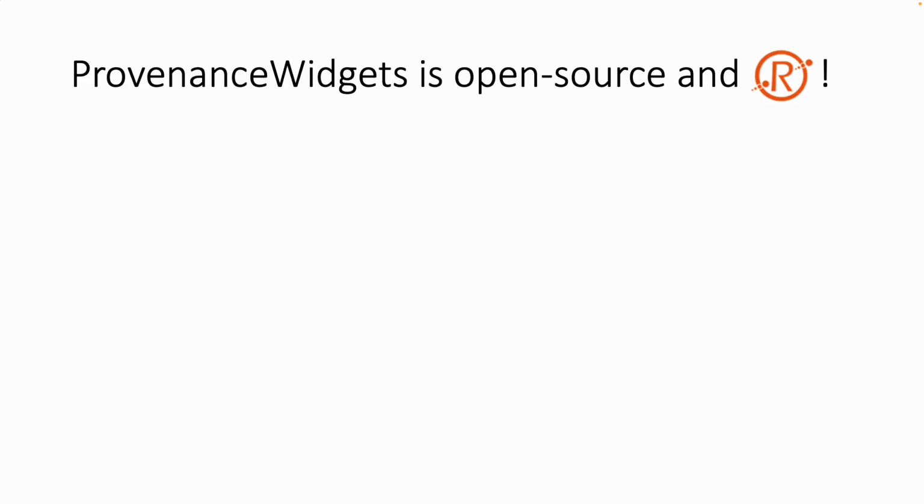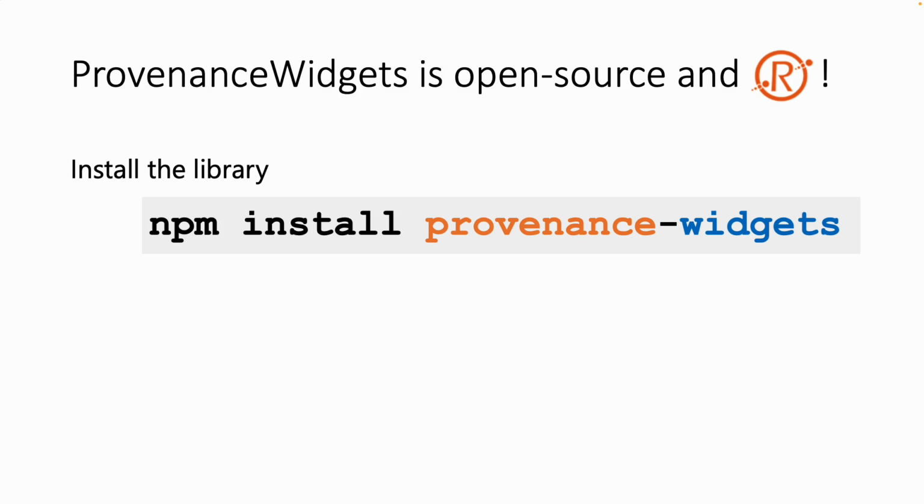So at this point, I would like to invite the community to use our open source library to integrate provenance tracking into your next projects. Install it using npm install provenance-widgets. Notably, the library is framework agnostic with both Angular and web components available for broader usage.